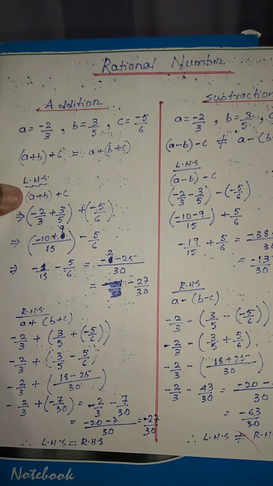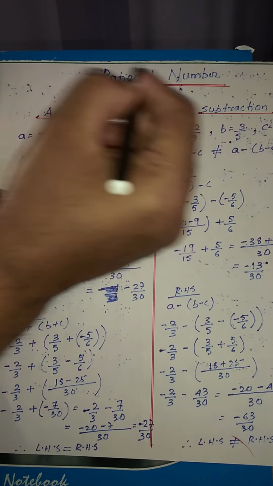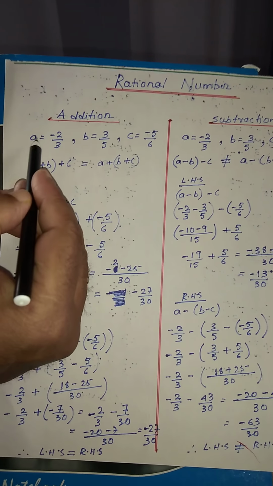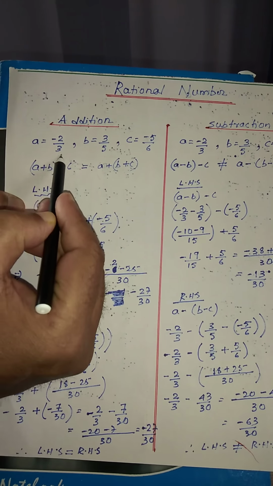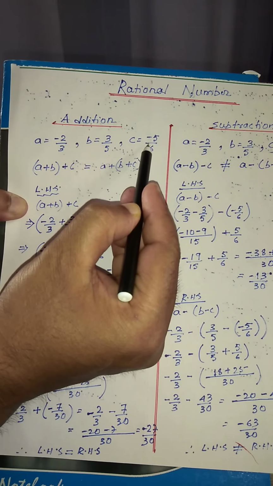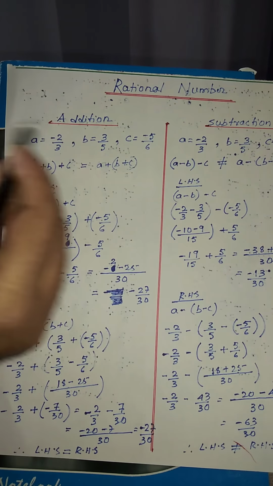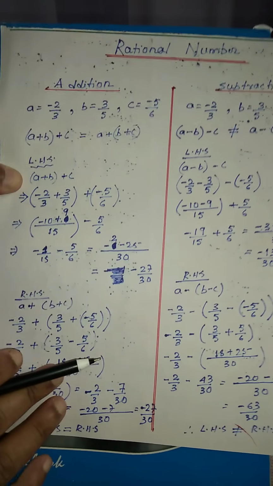Now finally we'll learn the associative property for rational numbers. So we'll begin with addition. Now what are the numbers I've kept for a, b and c? A equals minus 2 by 3, b equals 3 by 5 and c equals minus 5 by 6. Again I will keep all these values the same for all the other operations also.